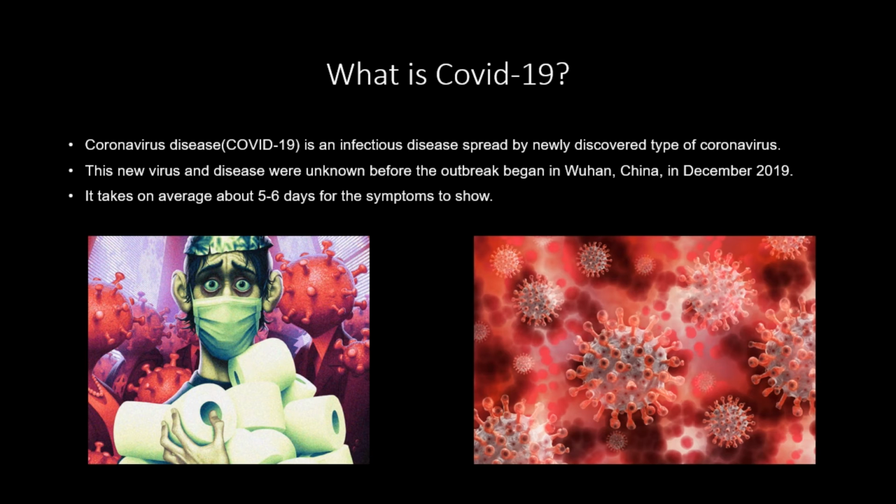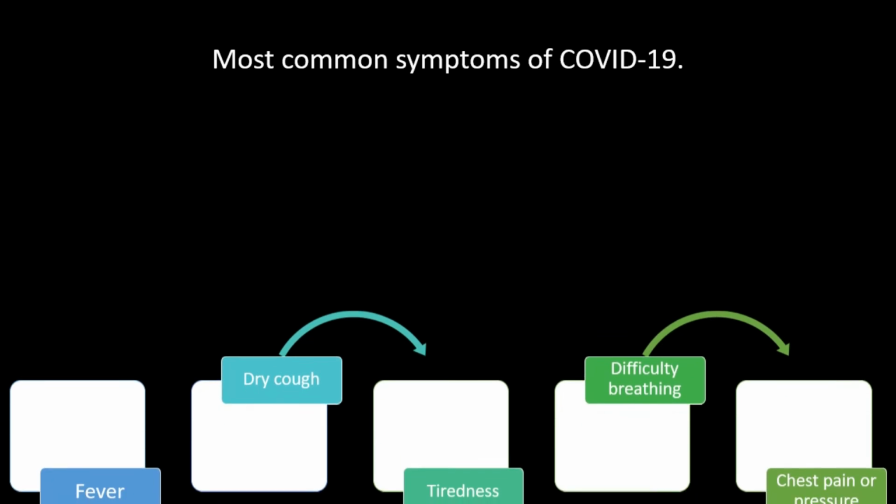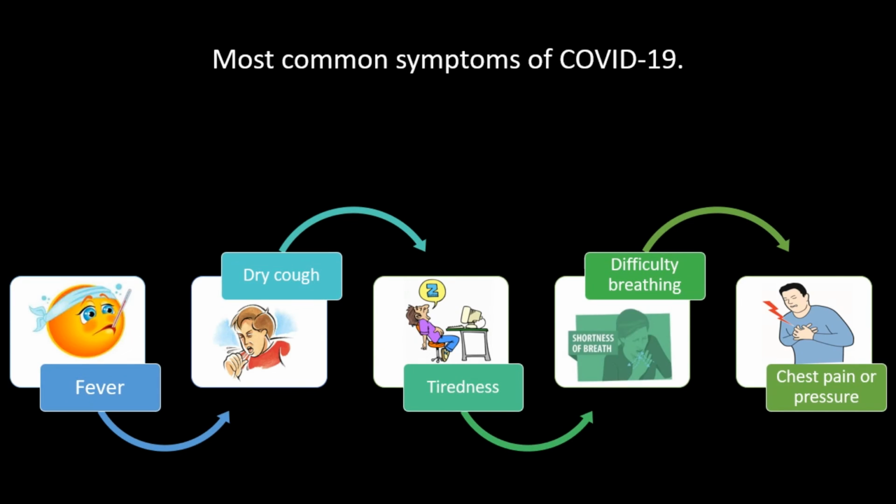What is COVID-19? Coronavirus disease COVID-19 is an infectious disease spread by a newly discovered type of coronavirus. This new virus and disease were unknown before the outbreak began in Wuhan, China in December 2019. The most common symptoms of COVID-19 are fever, dry cough, tiredness, difficulty breathing, and chest pain or pressure.